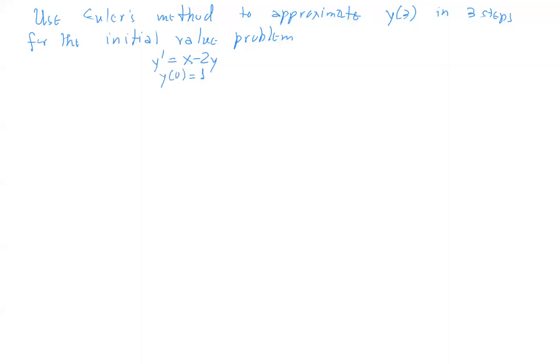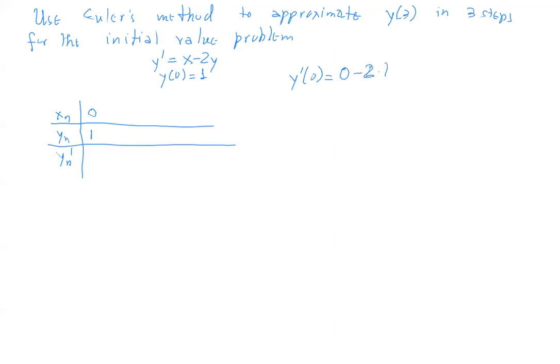Okay, let's do this. So we will have xn, yn, and yn prime. These are the things that we want to compute. And let's start with the very first ones. So x naught is 0, y naught is 1. And what is y naught prime, or y prime at 0? To find y prime at 0, you need to plug in x minus 2y. So it's going to be 0 minus 2 times 1, which is negative 2.